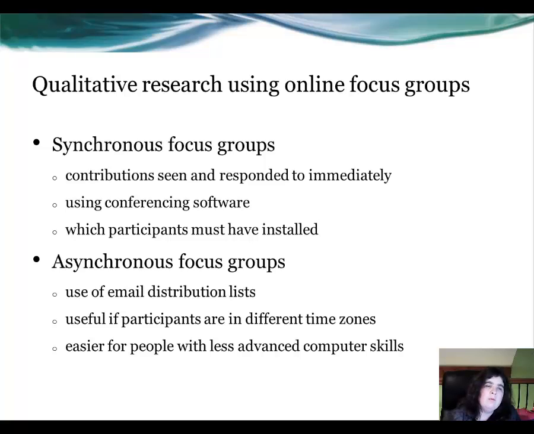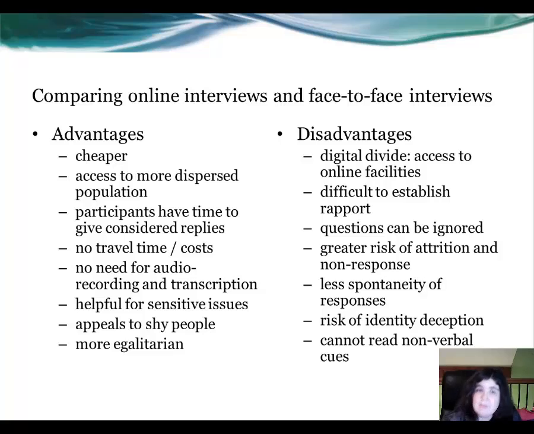So what are the differences between online interviews and face-to-face interviews? And maybe what are the advantages of online interviews? Well, the advantages are that it's cheaper. You can access people in diverse locations. They have time to consider their replies. There's no travel cost, no need for audio recording and transcription, and it's quite helpful for sensitive issues, and it can appeal to shy people and is more egalitarian.